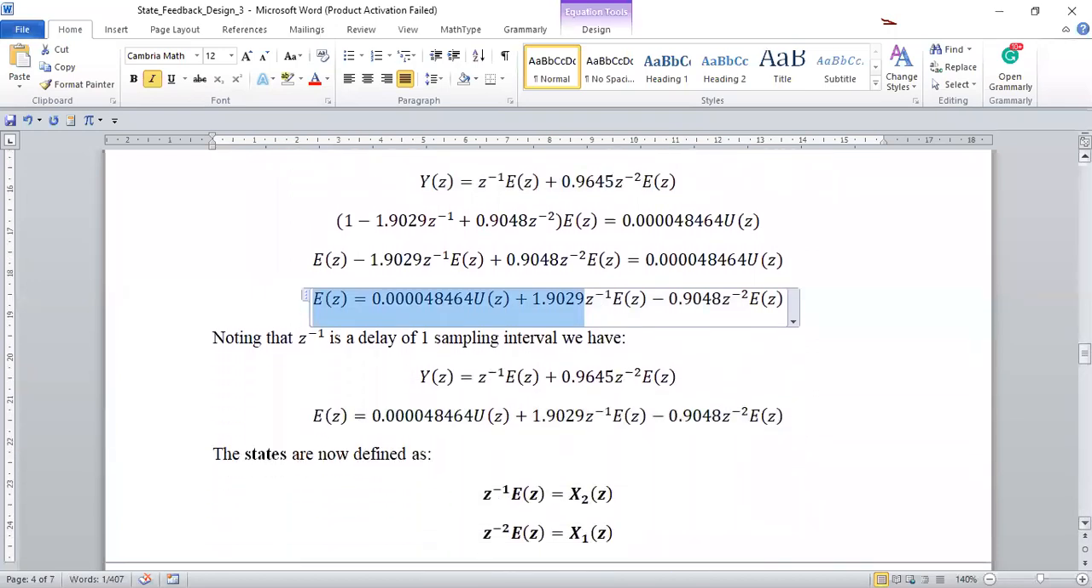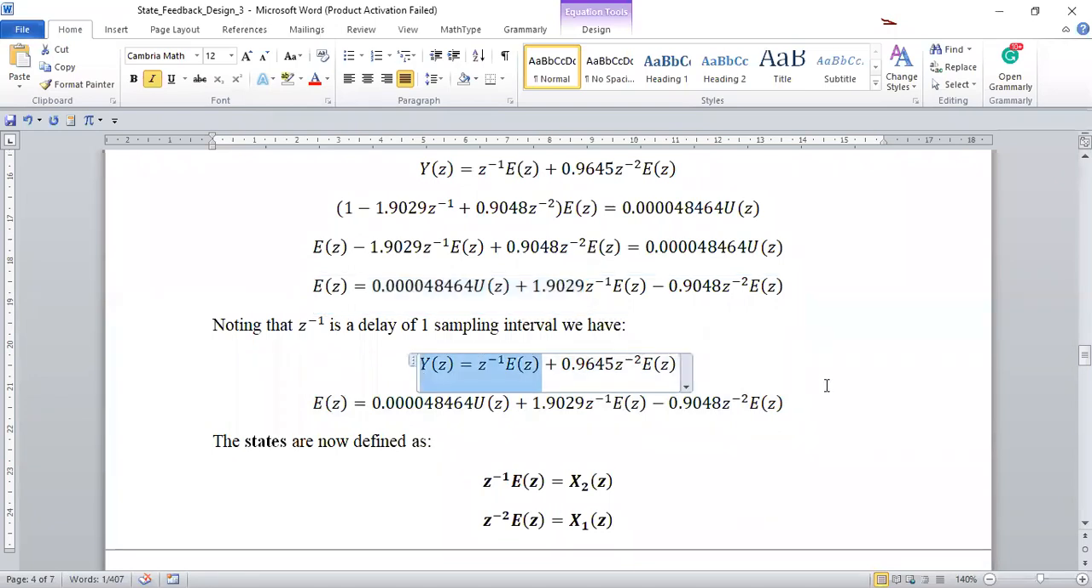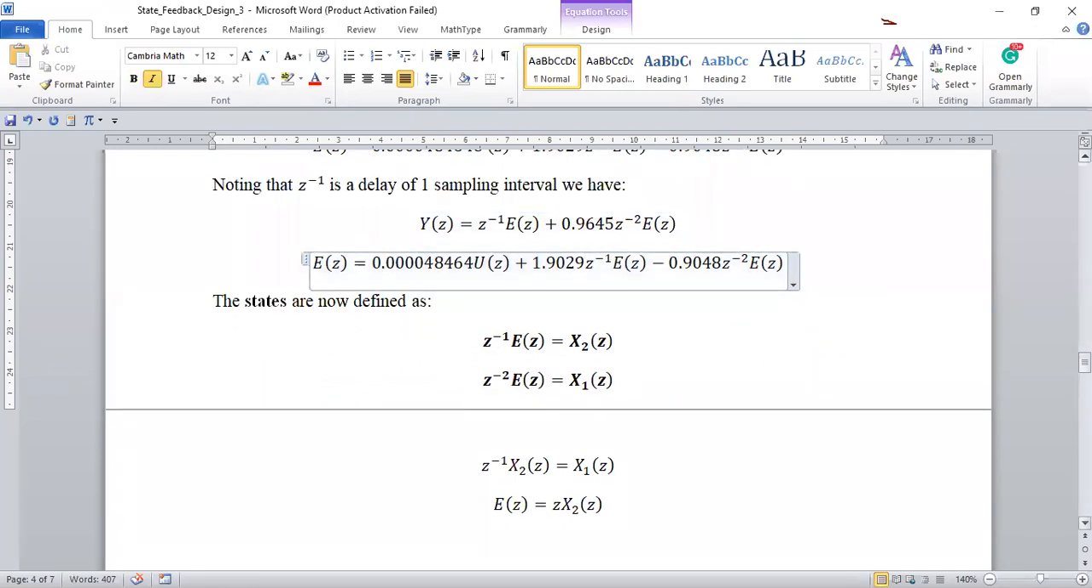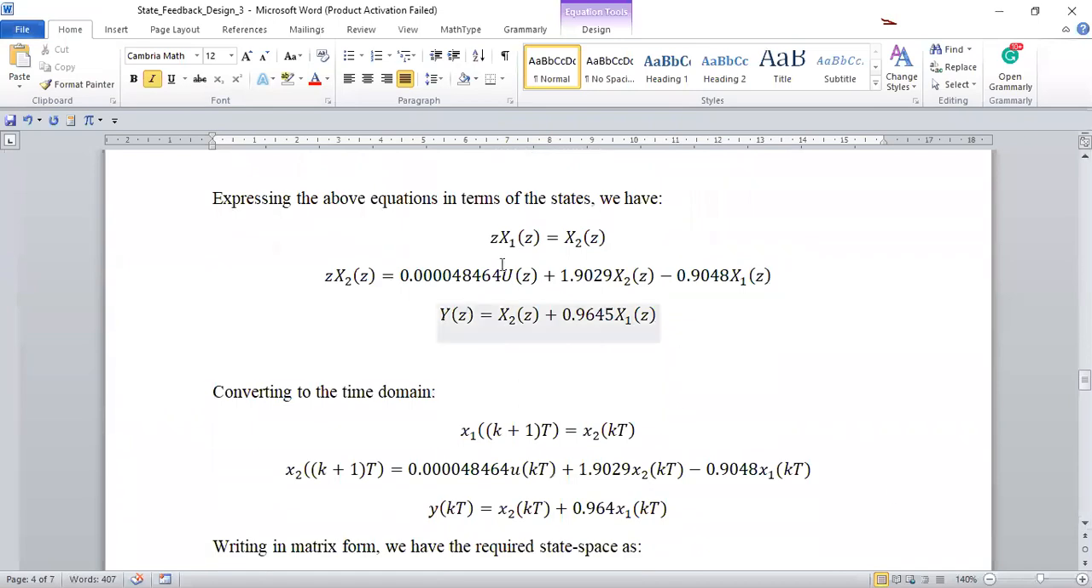After that, we arrive at these two equations. After that, the states will be defined. So we define z minus 1 A of z as x2 and z minus 2 A of z as x1. So in place of z minus 1 A of z, we are going to put x2. Then in place of z minus 2 A of z, we are going to put x1, in the first and in the second equations. So when we do that, we arrive at these equations here.